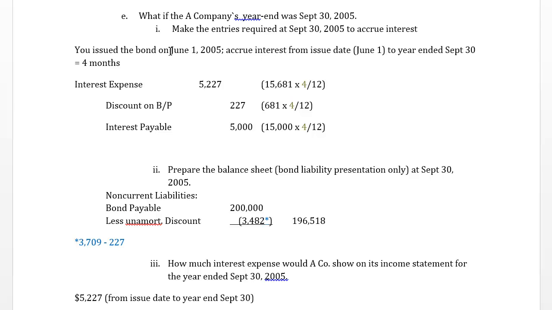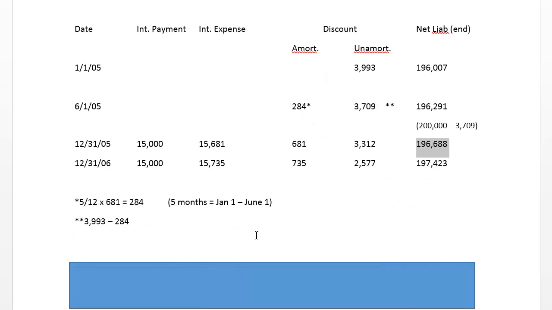So don't forget, you issued the bond on June the 1st, it was dated January 1st, and because you've issued the bond on June 1st and you've got a September 30th year end, what you need to do now is accrue interest from the issue date to the year end so that your statements, your income statement and your balance sheet, are correct. So all we did is we went back to the original table. You can keep going back to this thing.